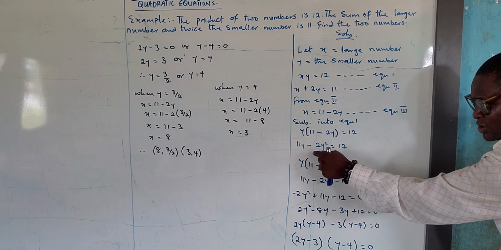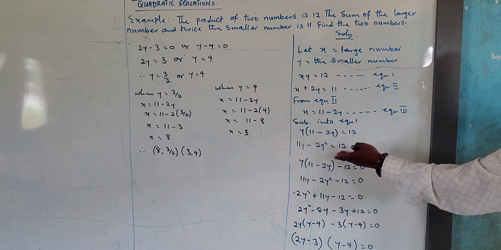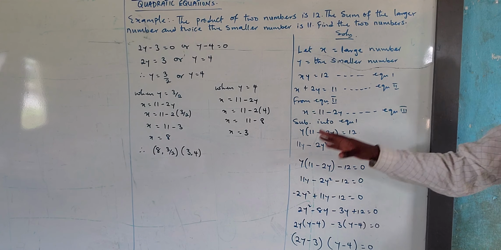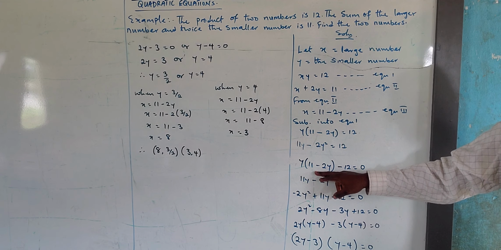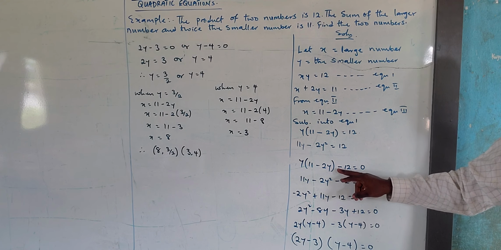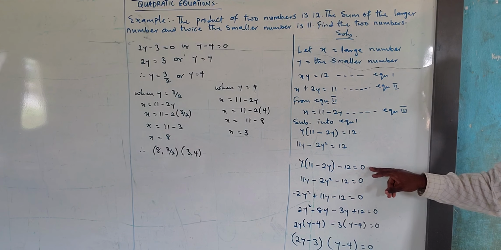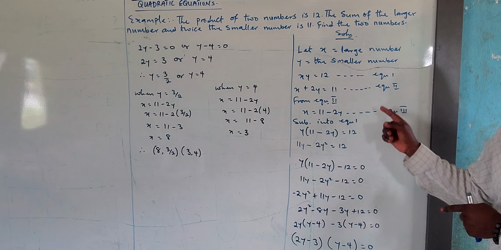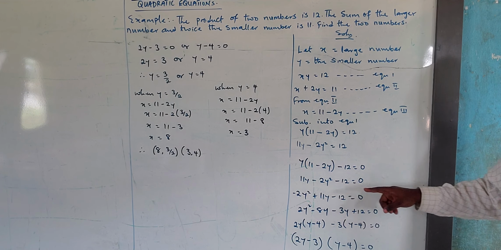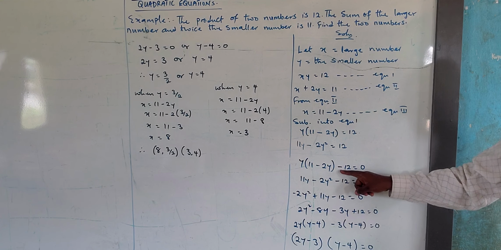Now, from this moment, since we have gotten this, it leads to a quadratic equation. So how do we solve the quadratic equation? I can take it back to this equation by saying y into the bracket 11 minus 2y, close the bracket, minus 12 is equal to 0. That is, by bringing 12 over the equality, when 12 goes over the equality, the sign here will change to minus.